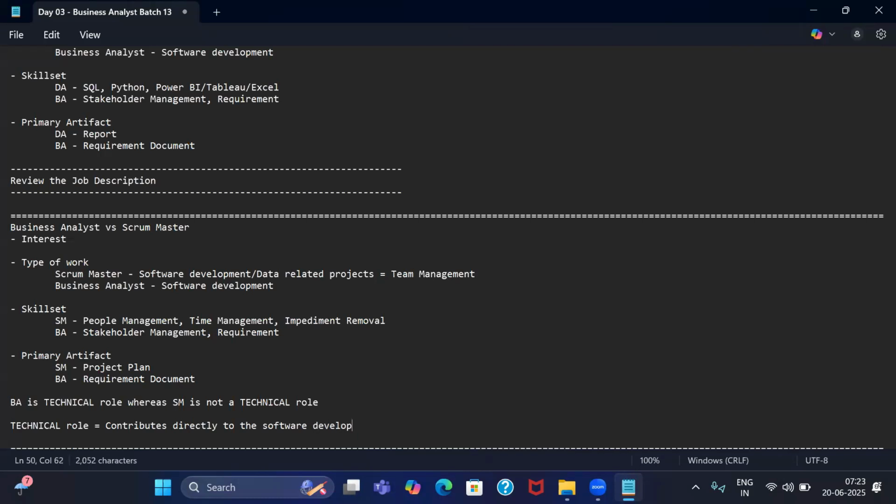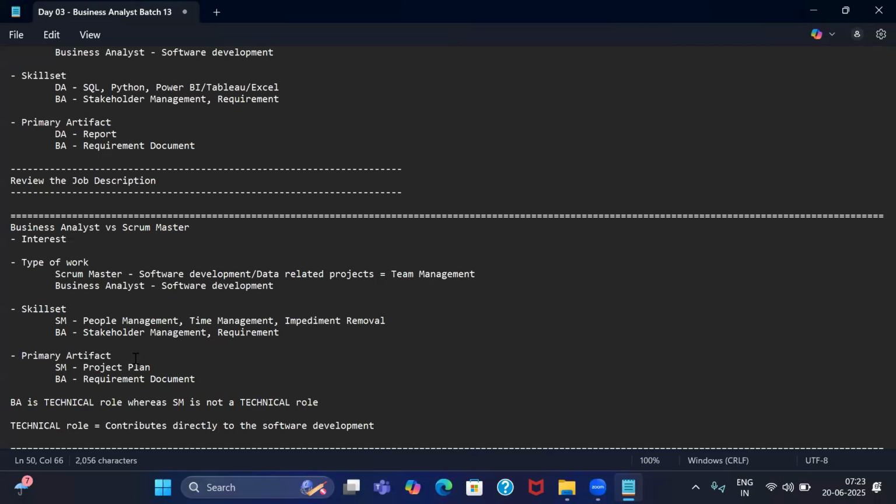For example, a BA. Unless a BA gives you the requirement document, no one can start working. Once a requirement document is there, then you need a developer who will do the coding. Then you need a QA, quality analyst, who will do the testing on the code, whether the code written is defect free or not.